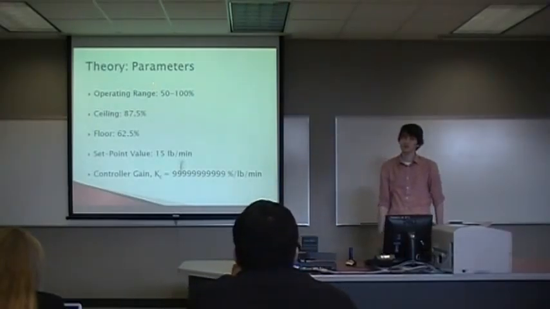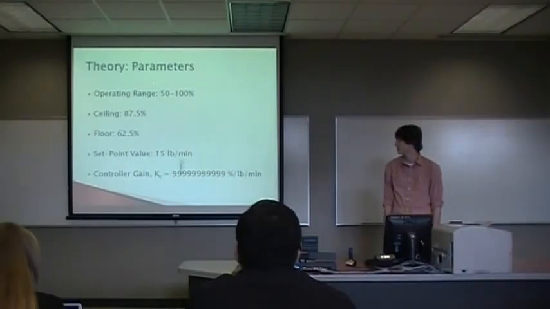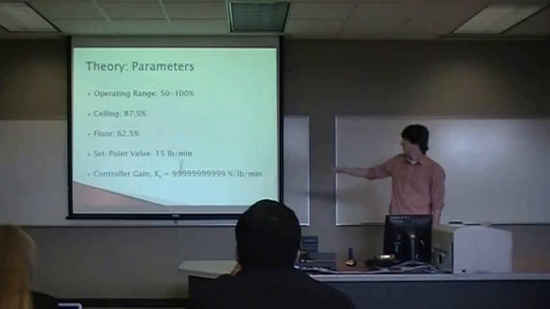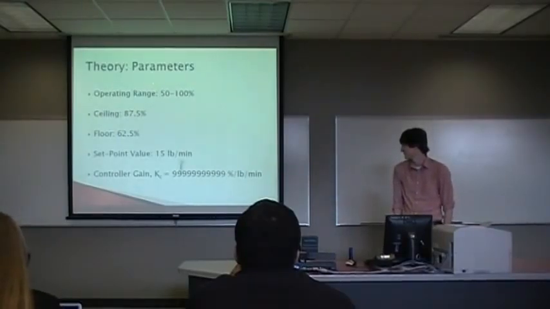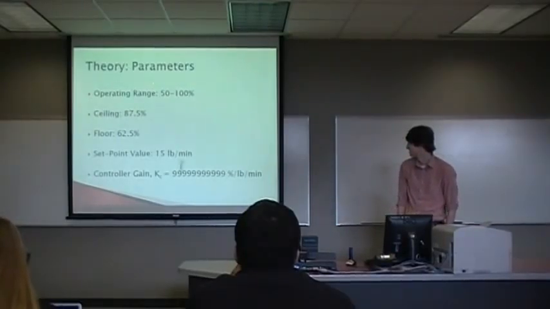Picking parameters for the relay feedback, I had to run between 50 to 100% because if you focus on one of the three parts, you can't even see the output oscillating. So I stayed at that range. The ceiling was 1/4 down from the top of the operating range, and the floor was 1/4 up from the bottom. So that's where those came from. The set point value represents the midpoint percentage, the output at that percentage on the SSOC, which was approximately 15 pounds per minute. And the controller gain was just supposed to be some big number, so I just held it at 9.